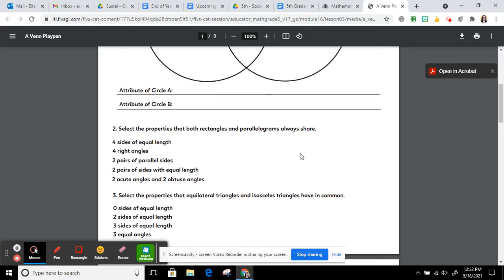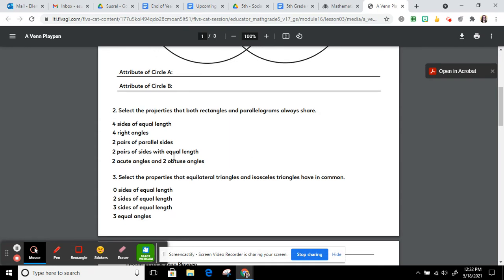All right, number 2, select the properties that both rectangles and parallelograms always share. So you've got 1, 2, 3, 4, 5 options here, and it says select the properties. So that means that you're going to be selecting more than one. So you're going to be circling more than one option here. You're going to need to take a look and see which properties fit under both rectangles and parallelograms. What properties or characteristics do they both share, rectangles and parallelograms?